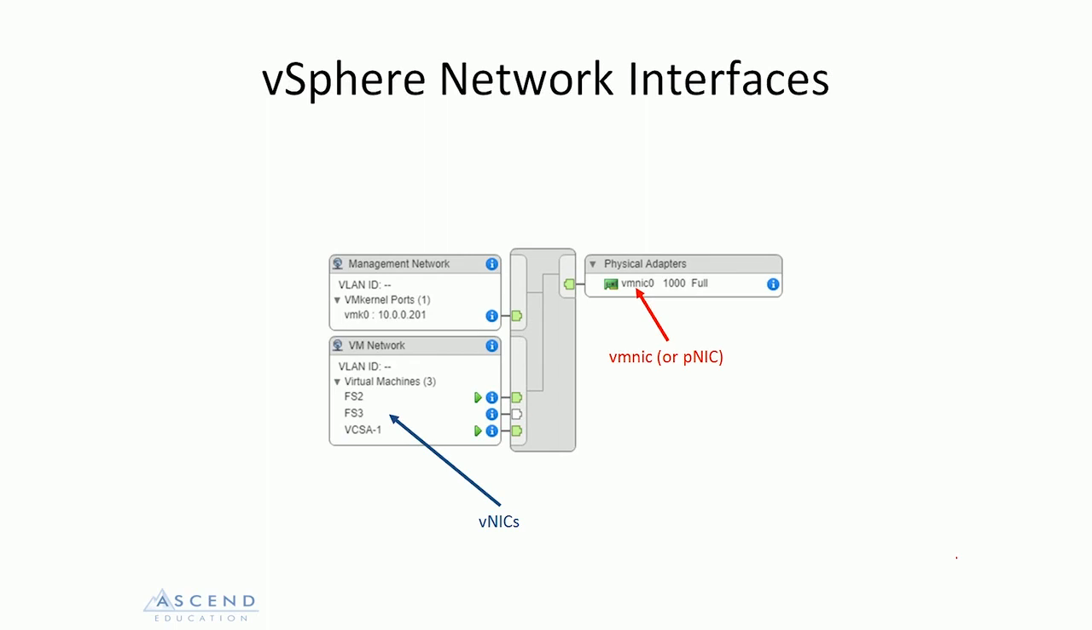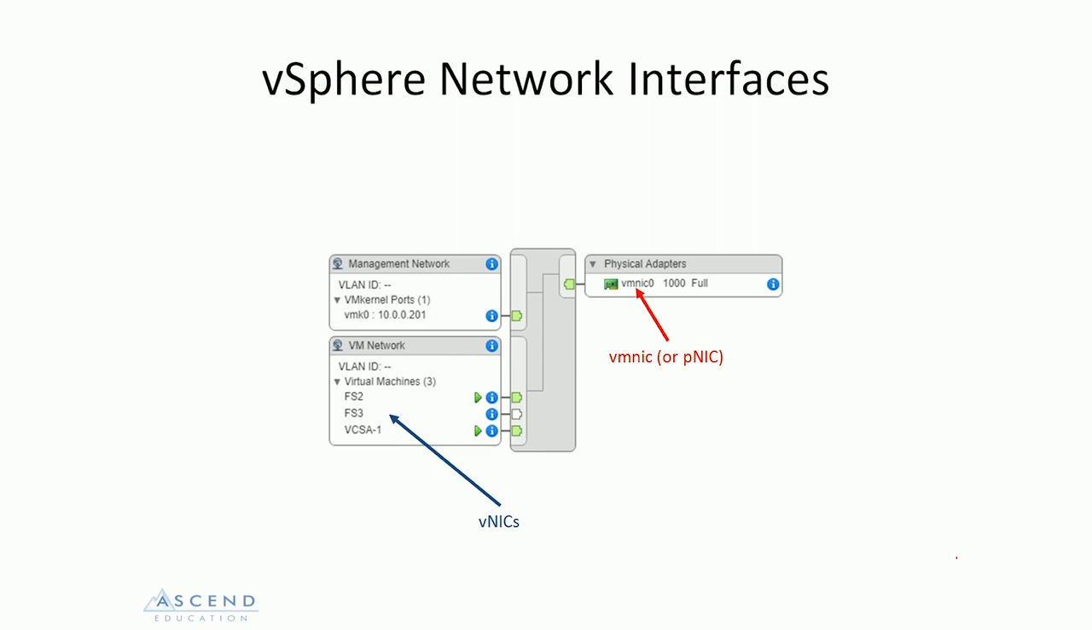vSphere defines several different types of network interfaces for different types of devices that connect to the vSwitch. VM NICs represent the physical network interfaces installed in the hypervisor host. Sometimes you will see these interfaces referenced as PNICs for physical NICs. Each physical NIC is assigned to a unique designation. The first physical NIC is identified as VMNIC 0, then the second as VMNIC 1, and so on. As you can see here, this hypervisor only has one physical NIC, and it's labeled as VMNIC 0. In this example, VMNIC 0 also serves as an uplink connection to the physical network.